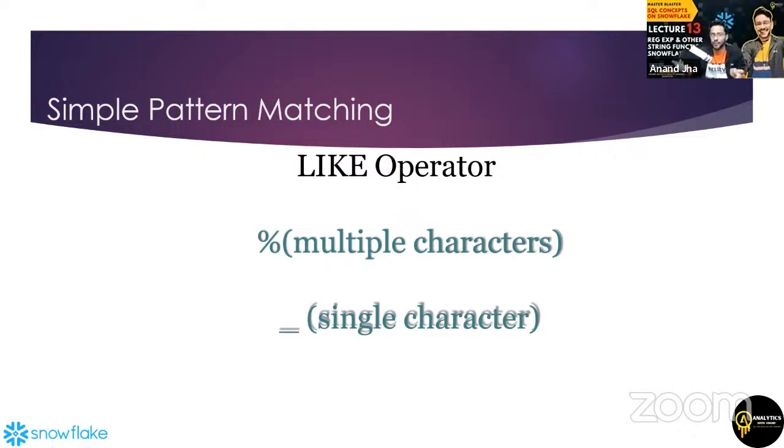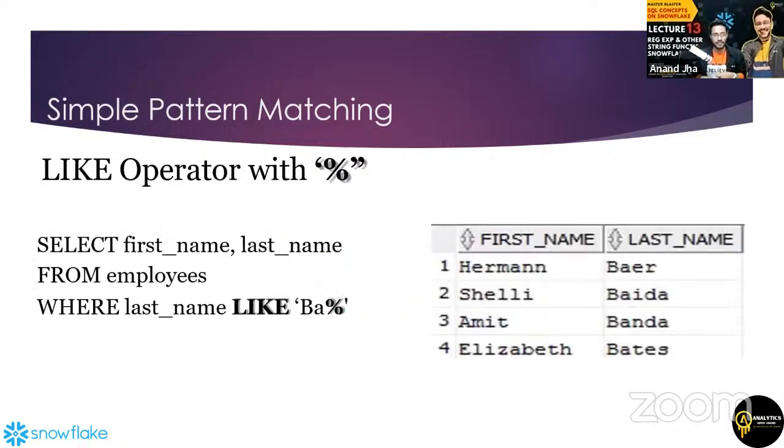I cannot directly jump to regular expressions because I need the baseline to be set up for this class. So the like operator has two parameters here: percentage, for multiple characters, and underscore, for a single character. This will form a basis for your regular expression, okay? Is everyone clear with this? Tell me, or do you need an explanation? Any non-tech people who have joined, if you need my help, just let me know.